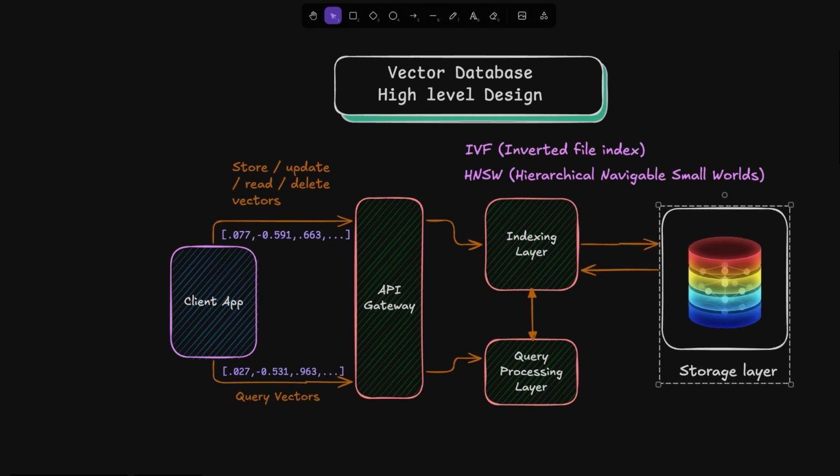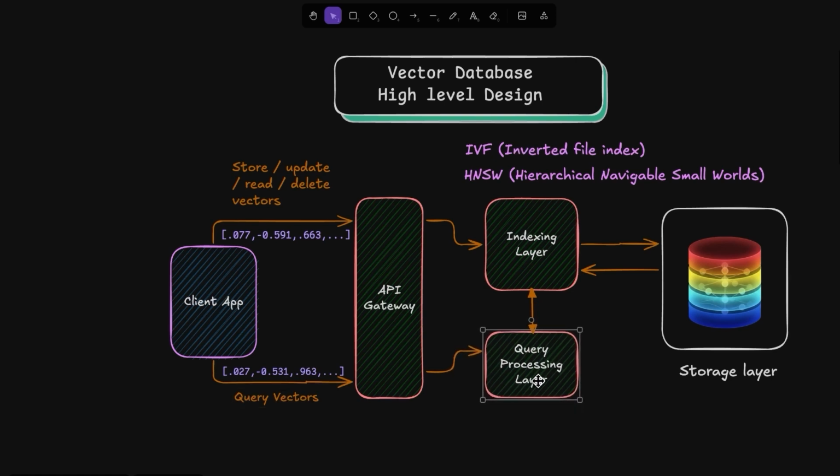And then there is another layer, the query processing layer. This layer handles any query vectors. Whenever a client application searches with a query vector, it's the responsibility of the query processing layer to ensure that the incoming query is handled efficiently. It handles those incoming search queries and coordinates with the indexing layer and the storage layer. This is also where it applies filtering and ranking to the results once they are fetched. So that's the responsibility of the query processing layer.